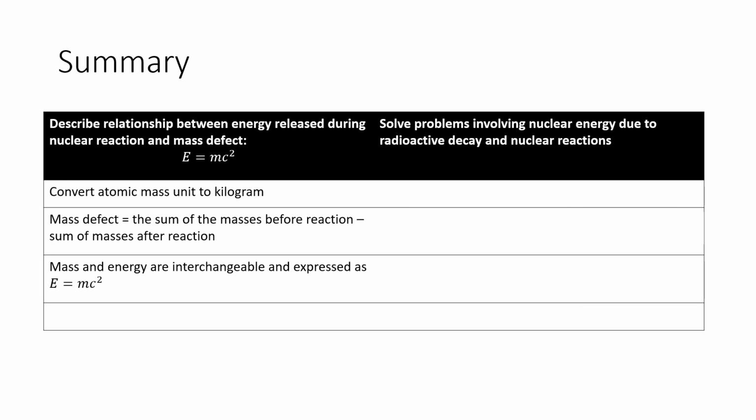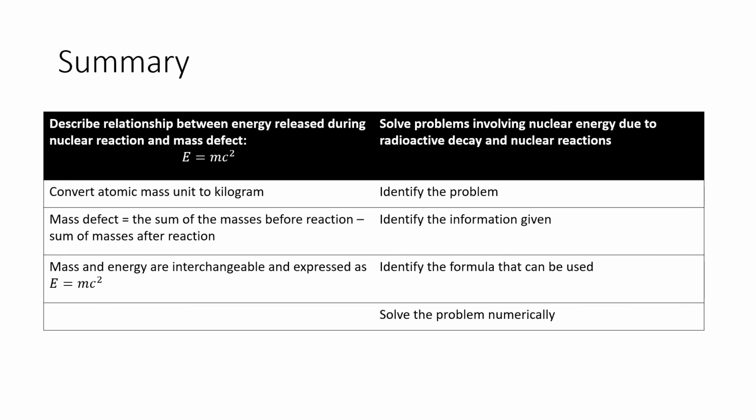For the second learning standard, which is to solve problems involving nuclear energy due to radioactive decay and nuclear reaction, in solving the problems, first of all, you need to identify the problem, whether the problem wants you to find the energy release. And then identify the information given, where you need to list out all the information such as masses, and then identify the formula that can be used. The formula that can be used might be E equals mc squared. And last one, you can solve the problems numerically.